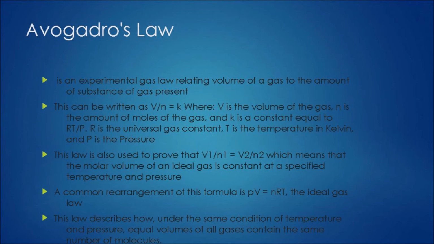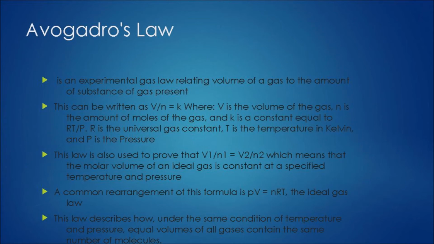Avogadro's law is an experimental gas law relating the volume of a gas to the amount of substance of the gas present. This can be written as V over N equals K, where V is the volume of the gas, N is the amount of moles of the gas, and K is a constant equal to RT divided by P, where R is the universal gas constant, T is the temperature in Kelvin units, and P is pressure.